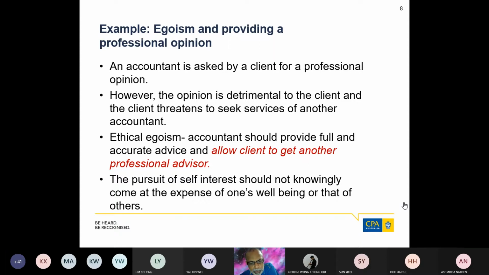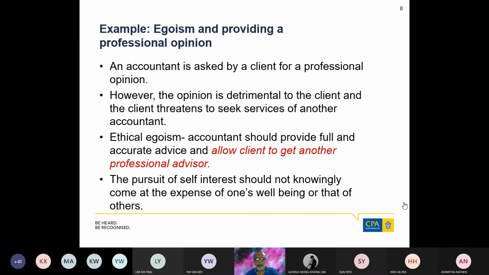Okay, so allow the client to get another professional advisor, meaning you just tell him, okay, fine, I've given you my best advice. If you feel that this is not to your benefit, you're not happy, by all means, go and get the advice of another accountant or auditors. So this is what we call ethical egoism. I stand by what I said because I'm confident that I'm giving you the best professional advice. But if you're not happy, you want me to follow what you want me to do, I cannot do it because it's against my code of ethics, it's against my accounting standards, it's against my financial reporting standards, it's against my tax code. I can't do it. So this is called ethical egoism.